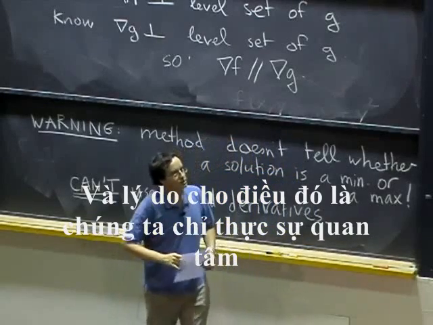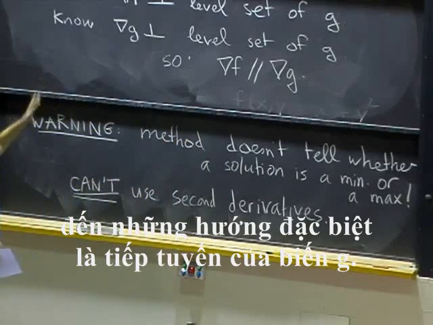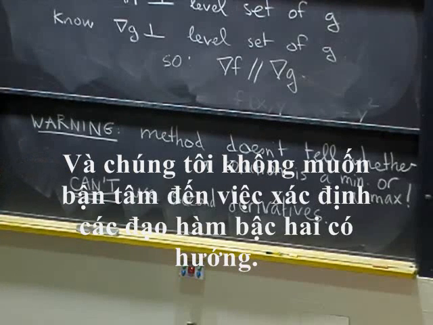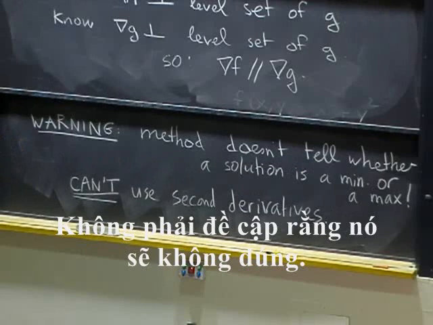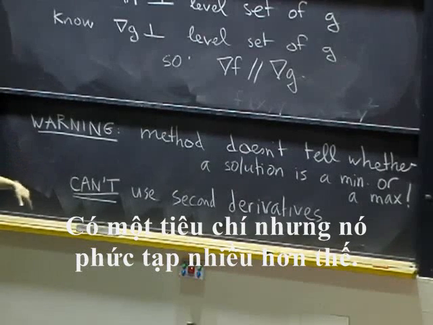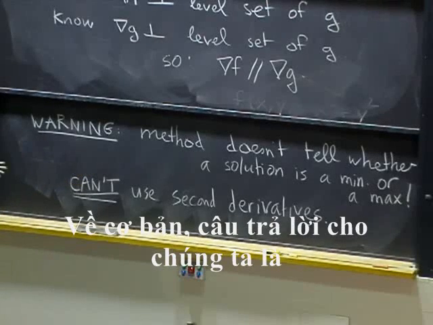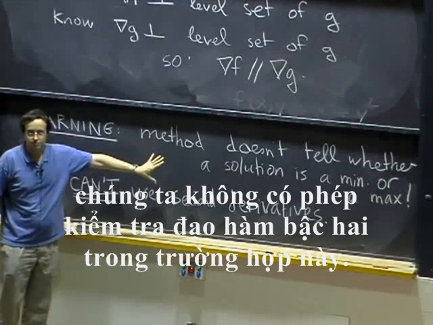And the reason for that is that we care actually only about these specific directions that are tangent to the level of G. And we don't want to bother to try to define directional second derivatives, not to mention that actually it wouldn't work. There is a criterion, but it's much more complicated than that. So basically the answer for us is we don't have a second derivative test in this situation.